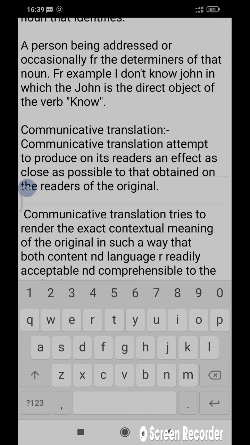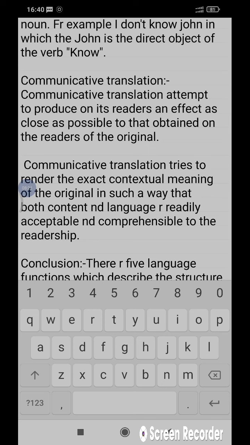Communicative translation is about when a person attempts to produce on its reader an effect as close as possible. Communicative translation tries to render the exact contextual meaning of the original in such a way that both content and language are readily acceptable and comprehensible to the readership.